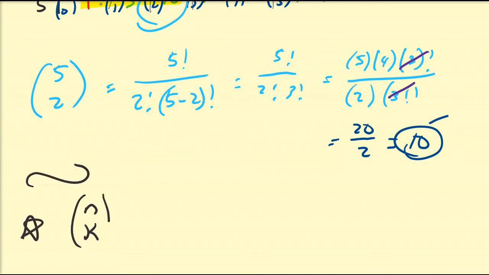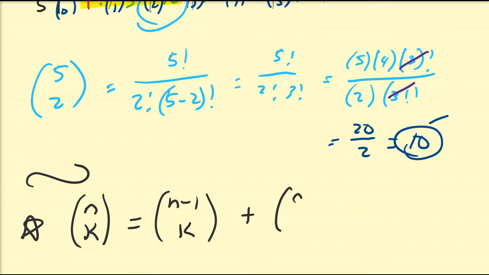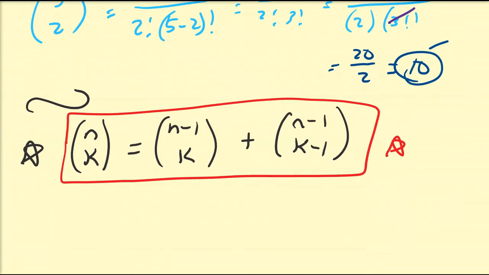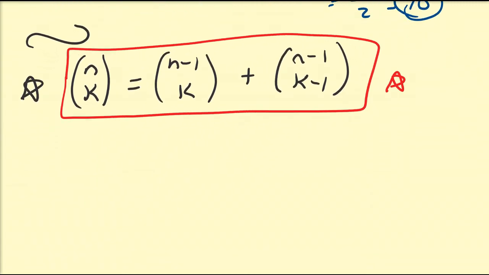Namely, n choose k is equal to the row above it, which is going to be n minus 1, the cell above it, and the cell to the left. So that's going to be n minus 1 choose k plus n minus 1 choose k minus 1. So this is the claim that Pascal's triangle tries to make. So let's actually try and prove this result.